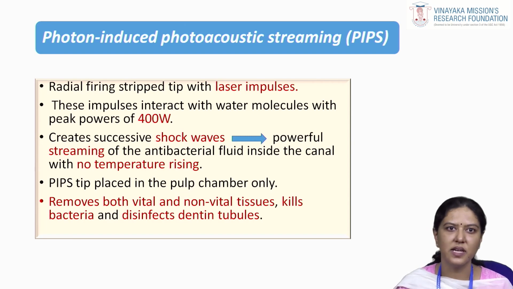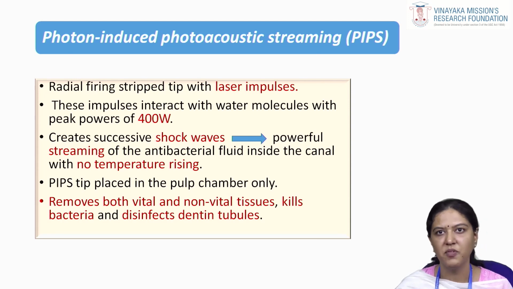This can reduce the need for using larger instruments to create larger canals so that the irrigating solutions used during treatment can effectively reach the apical part of the canal and also canal ramifications. This procedure can effectively remove both vital and non-vital tissues, kill bacteria and disinfect dentin tubules.